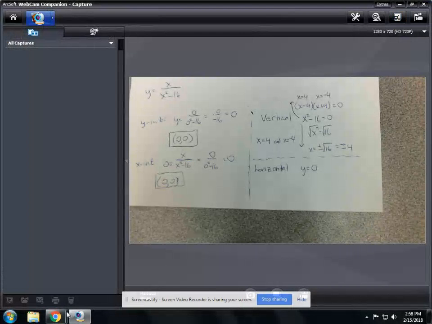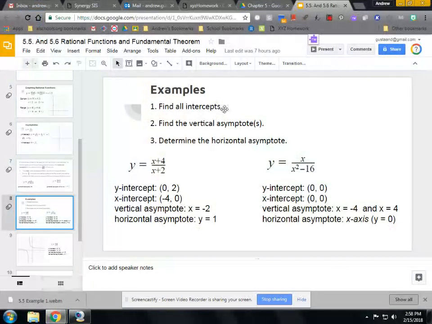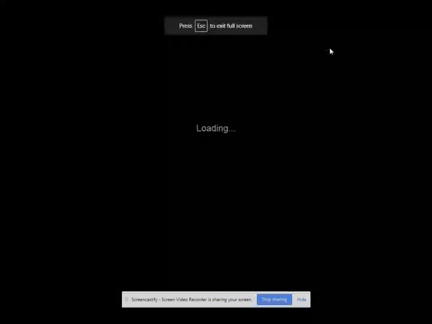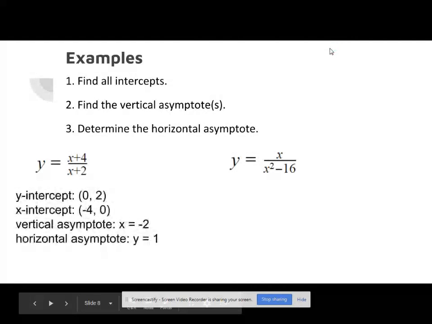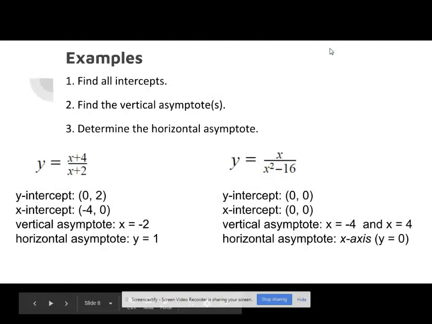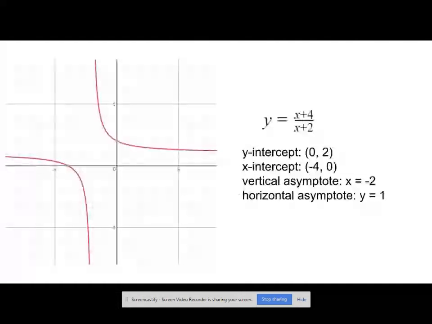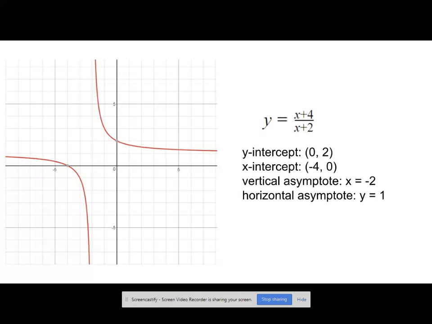And that's all you were asked to do in this problem, just to give you a visual. And I don't know if I showed it in the first example, if you watched the first example video, but this is what (x plus 4) over (x plus 2) looks like. You can see the vertical asymptote at -2 here, and the horizontal asymptote at y equals 1.